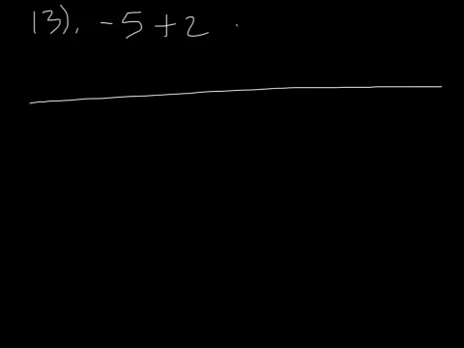Okay, down to number 13, we had negative 5 plus 2. Okay, well, that's pretty simple. You're going to draw a number line. By the way, the answer for this one is obviously going to be negative 3. But we'll get to that a little bit later. Okay, set up my 0 here in the middle. Then start counting like so.